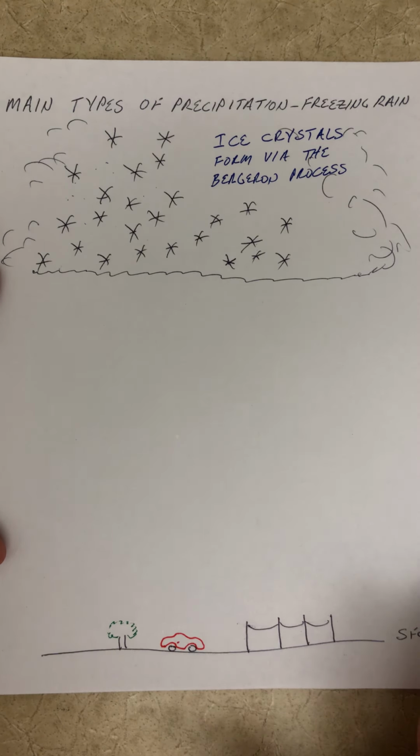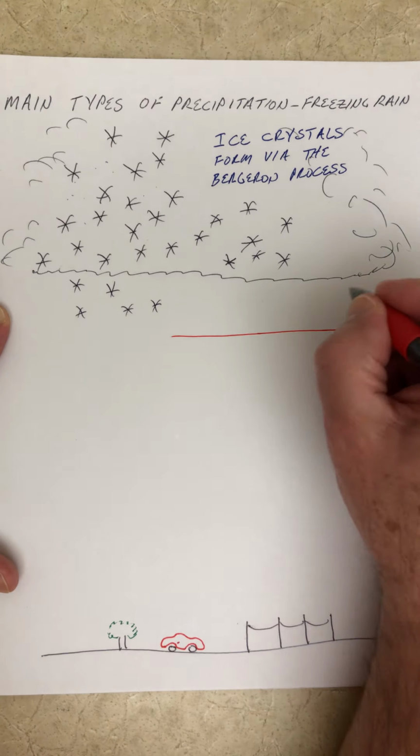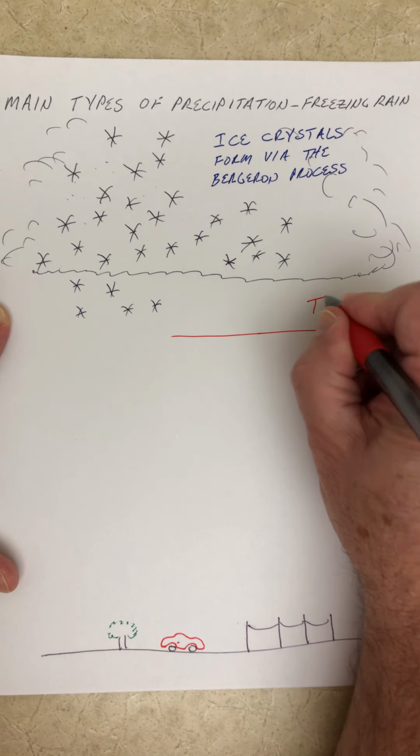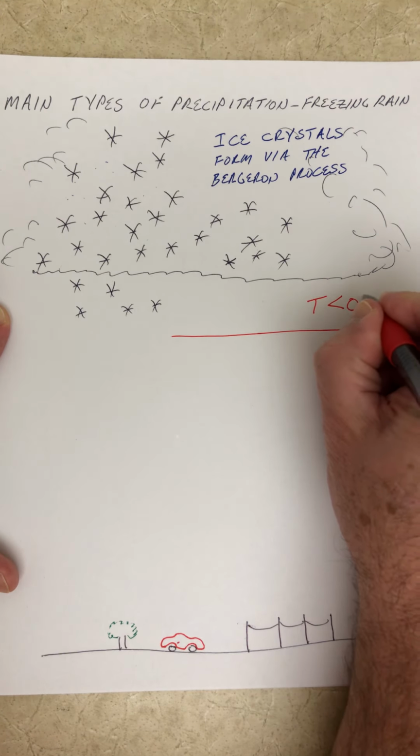So let's just say here, above this line, the temperatures are below the freezing point. Okay, so the ice crystals stay ice crystals. And then below this line, we have an above freezing layer of air. Okay, and so these ice crystals are going to melt.